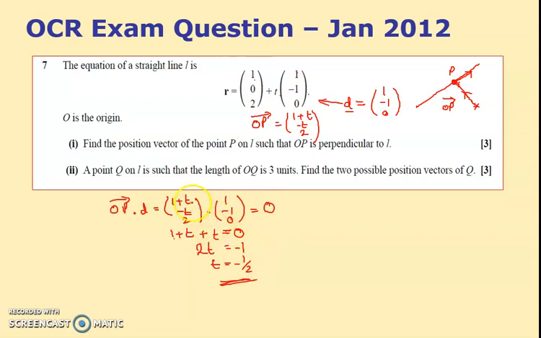It says then a point Q is on L. Right, then. It's on here somewhere. That's what I'm saying. Q is on L such that the length OQ, which I draw in a different place now, there's OQ, is 3. Let's get rid of that there and write OP there. This length OQ is 3. Find 2 possible position vectors of Q.